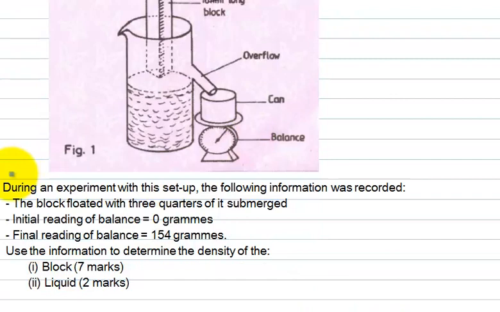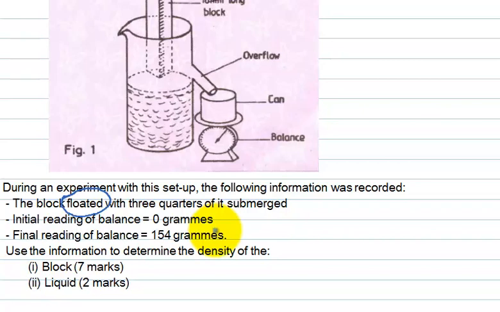We are told that during an experiment with this setup, the following information was recorded. The block floated with 3/4 of it submerged. I'd like us to remember that this is a block which is floating. The initial reading of the balance is 0 grams, and then the final reading of the balance is 154 grams. From these two, we are able to calculate the mass of the liquid displaced.